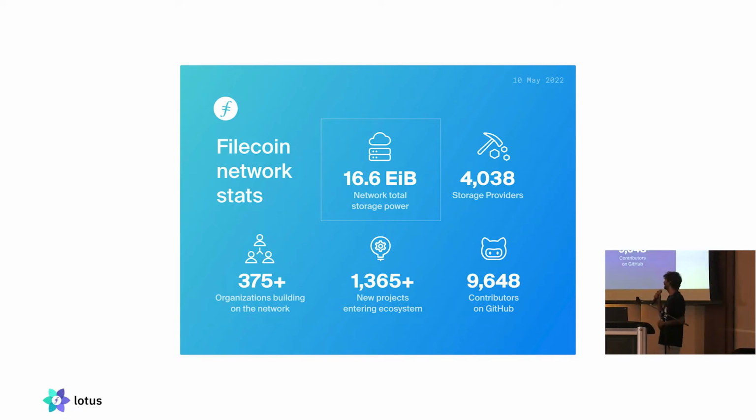Filecoin is doing well and growing with every passing day. We've seen these stats a lot, but if you haven't before, the Filecoin network now has 16.6 exabytes of total network storage power, which makes it one of the largest storages of information in human history. That is where Filecoin is today. We've got over 4,000 storage providers, over 9,000 contributors on GitHub, and we're not slowing down, which is why we're all gathered here in Toronto today.